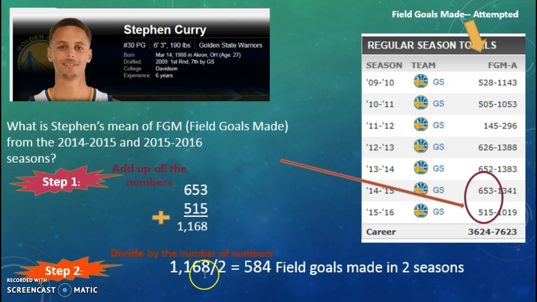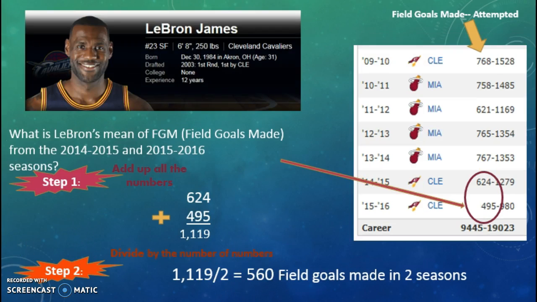So I bring my number 1,168 down here and divide it by 2 because I used two numbers. Stephen Curry's average was 584 in those 2 years. Let's compare him to LeBron James. What is his average within the last 2 years?